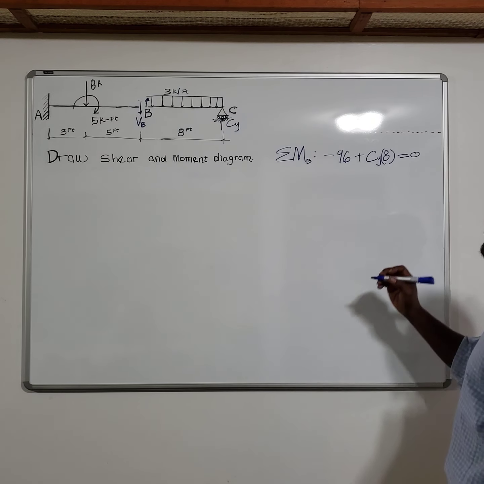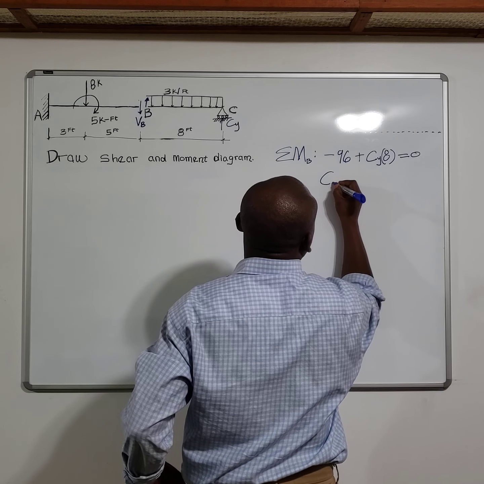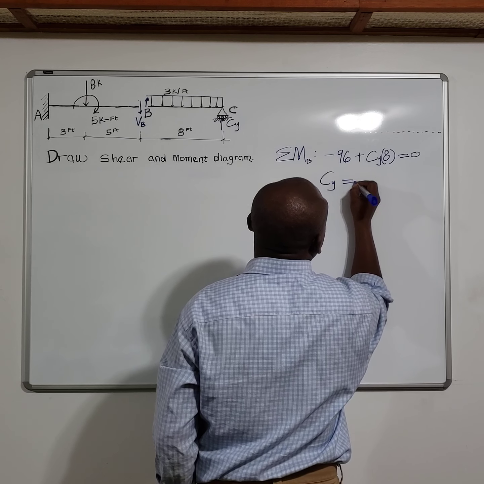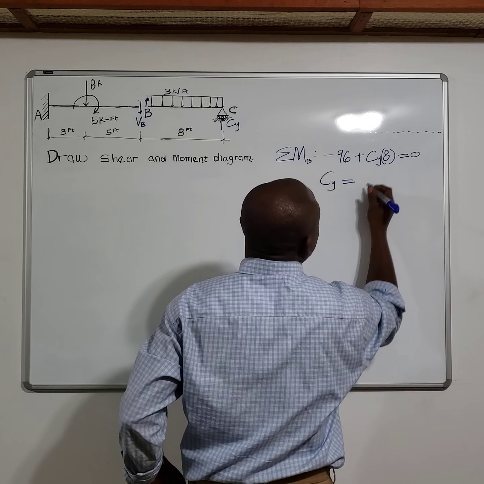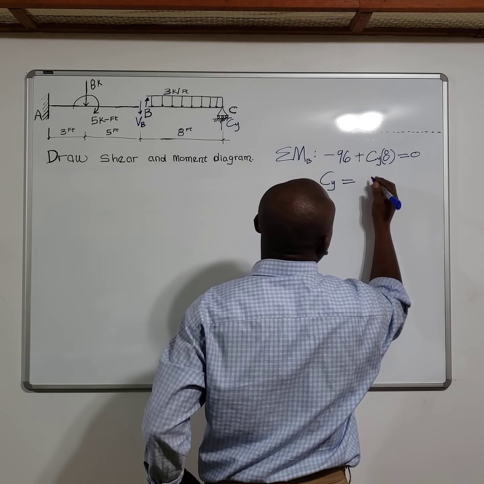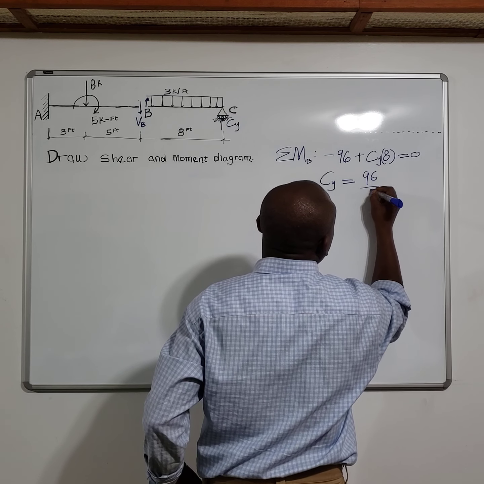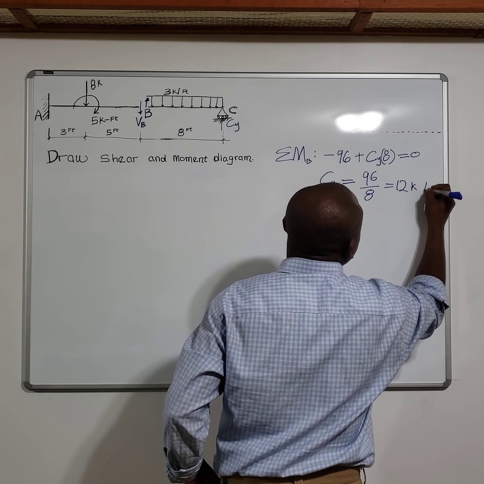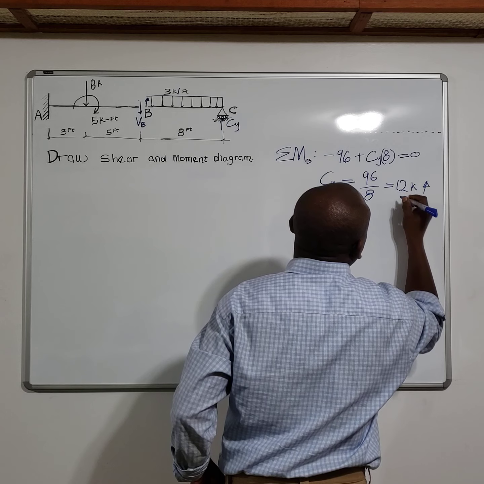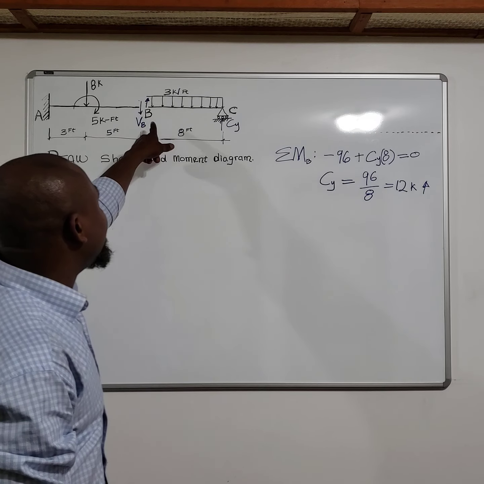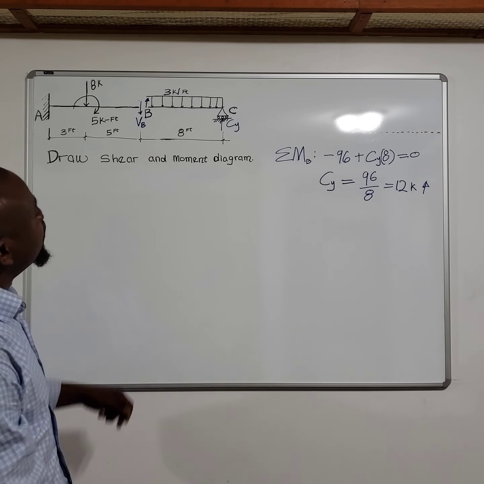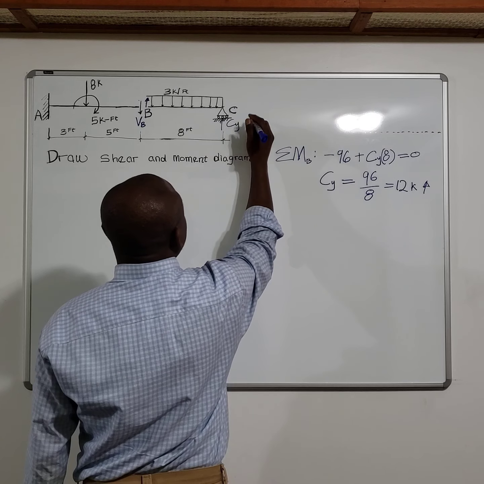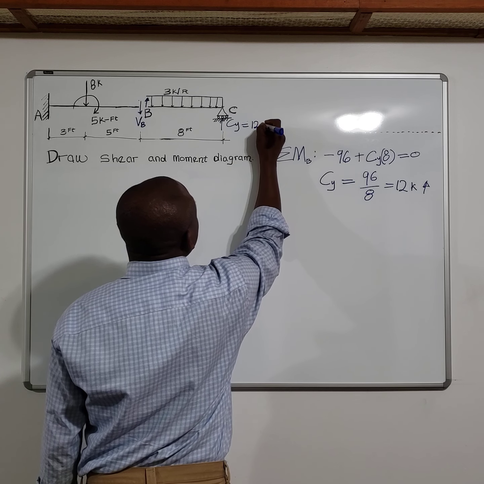So with this, you realize that your reaction at C will be this value, 96 divided by 8, which is going to be 12 kips. And it's positive. So that means our assumption is correct. So this force is positive. So now you know this one here. You know this force CY is 12 kips.